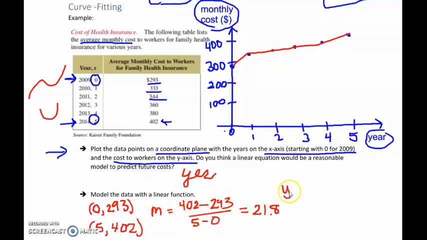So when I'm writing my equation, y equals m, 21.8, x plus, now my b is the y-intercept. If you just look at the graph at point 0, I am at 293, so that is my b. Okay, so we've done step 2.